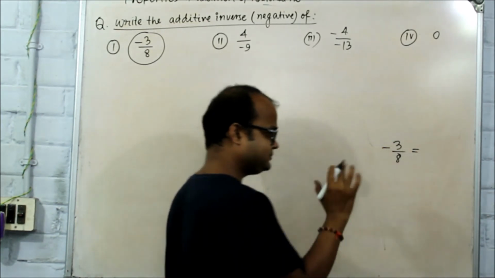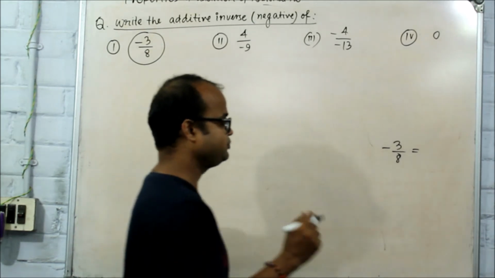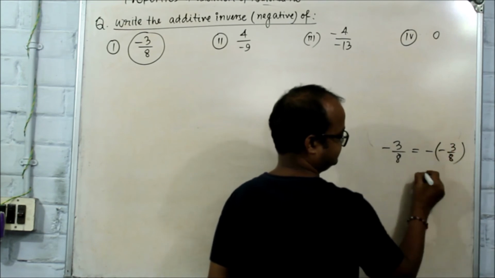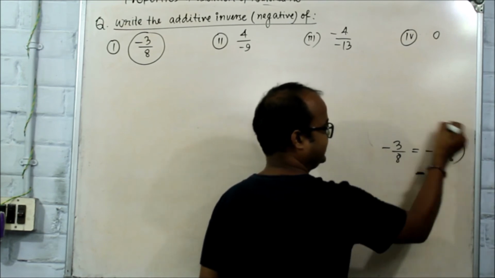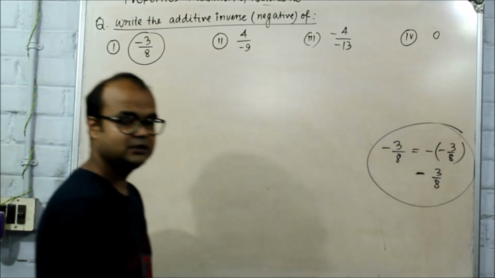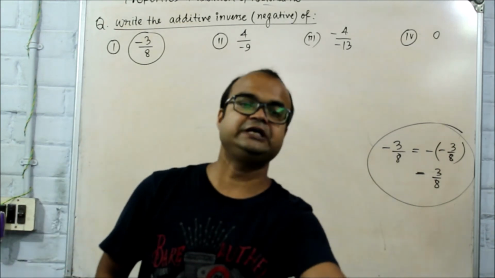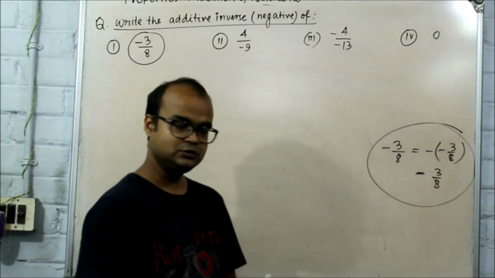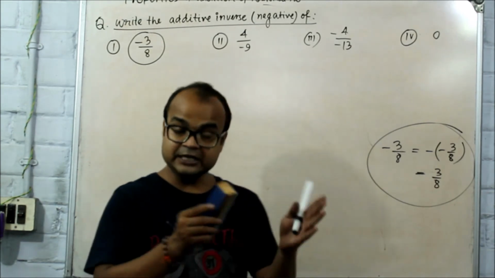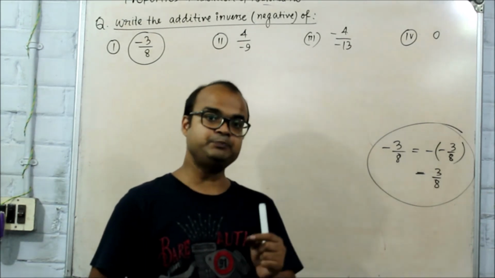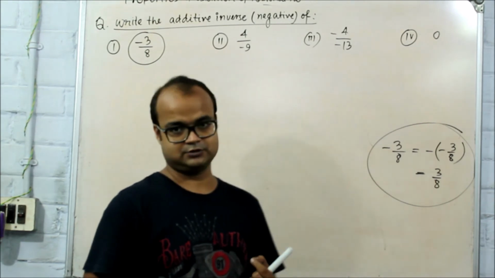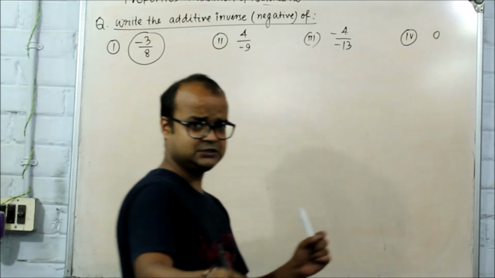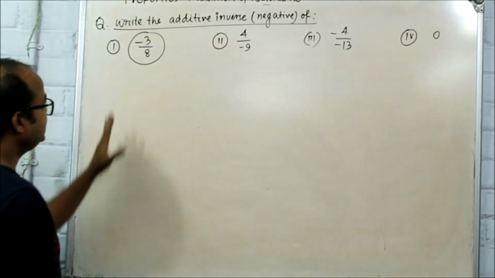Sometimes I have seen students solve this problem as minus of minus 3 by 8 is equal to 3 by 8. Can you say that minus 3 by 8 is equal to 3 by 8? No. Now see, the thinking is correct. The only problem is with the presentation. So how are you going to solve the problem? There are two ways you can solve this problem.